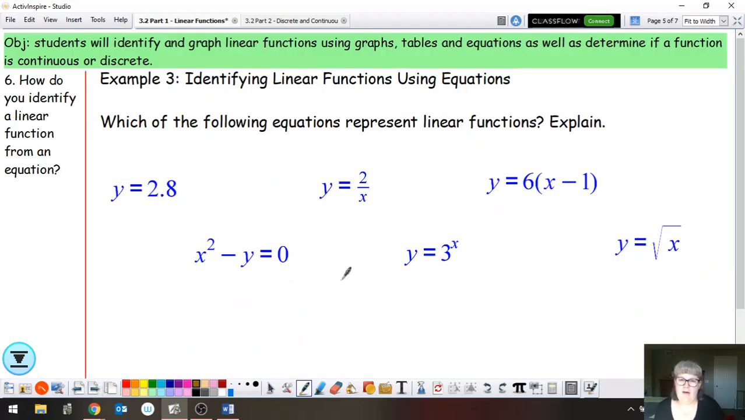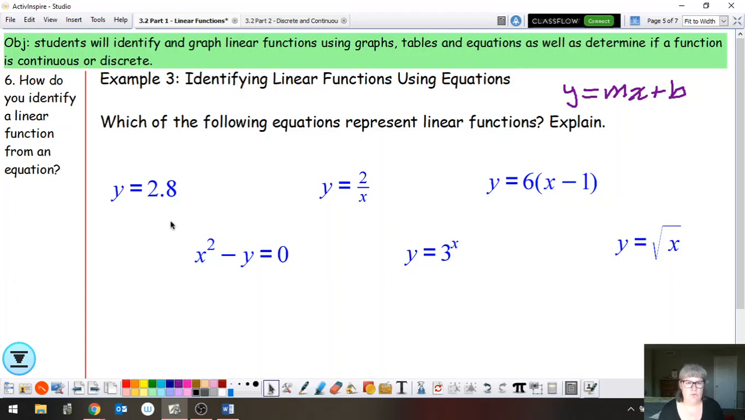Here we have a number of equations, and we need to determine if the equations represent linear functions. Now remember, in order for an equation to represent a linear function, it needs to be able to be written in the form y equals mx plus b. So even if it's not in that form to begin with, can we write it in that form?